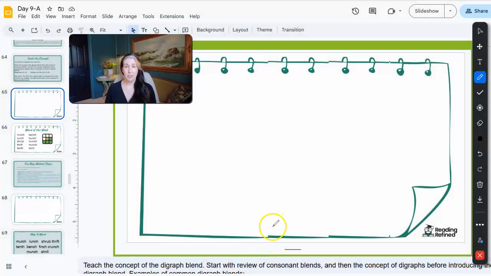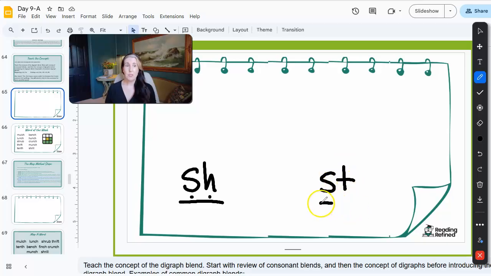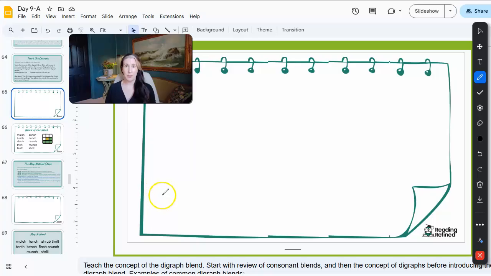Our students already know about digraphs. So for example, SH is a digraph that makes one single sound spelled by two letters. They also know about consonant blends such as ST, where we have two sounds spelled by two letters, but that blend together in a way when they are said in a word that it makes it difficult to distinguish the individual sounds. So drawing on those two ideas, we're going to put them together with a consonant blend.